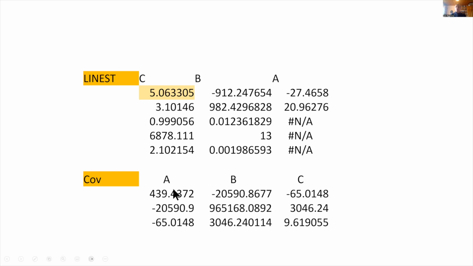If you look at the covariance, in fact, everything you need is here. This is the variance, the square of the standard deviation in A. This is the square of the standard deviation in B. This is the square of the standard deviation in C. This is the covariance of A and B. This is the covariance of A and C. And this is the covariance of B and C. So everything you need to calculate your standard error, which allows you to calculate everything else, is in that one covariance.